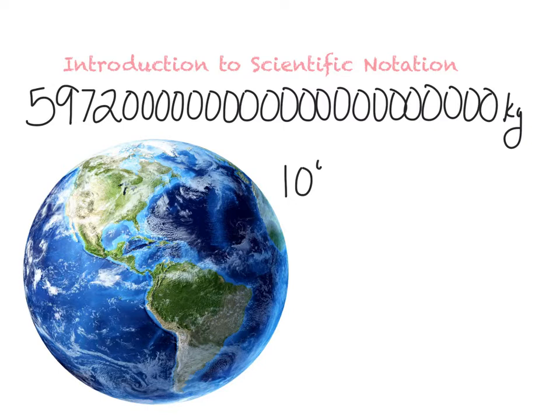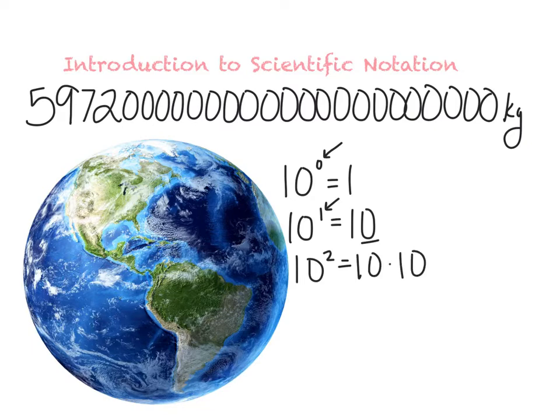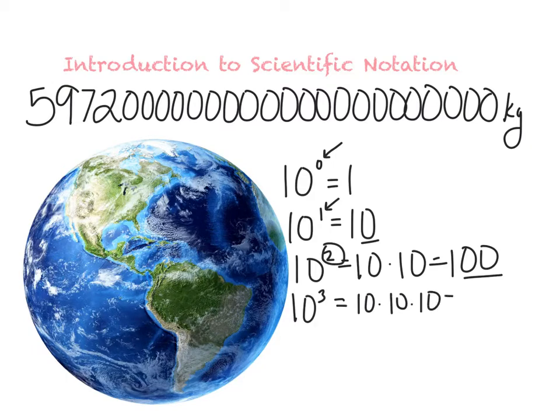10 to the power of 0 is equal to 1. So think of it as there's a 0 exponent, so there's 0 zeros. 10 to the power of 1 is equal to 10. There's 1 exponent, so we have 1 zero. 10 to the power of 2, or 10 squared, is the same as 10 times 10, which is equal to 100, so 2 zeros. 10 to the power of 3 is equal to 10 times 10 times 10, which is equal to 1,000, or 3 zeros.